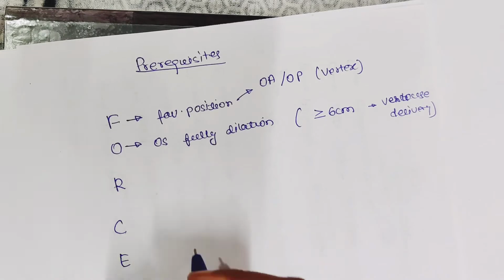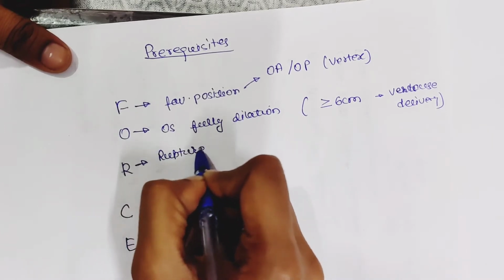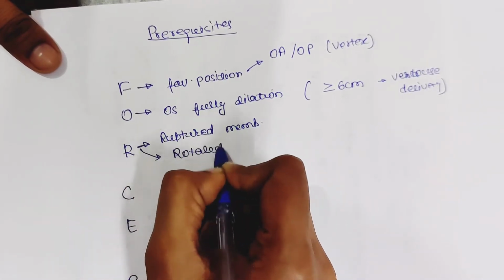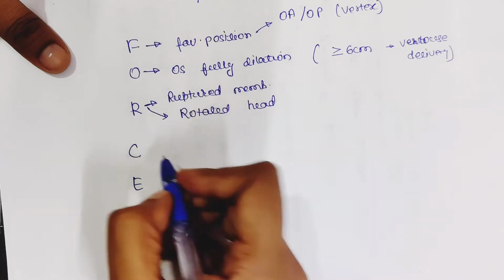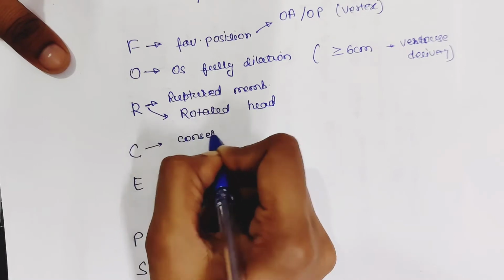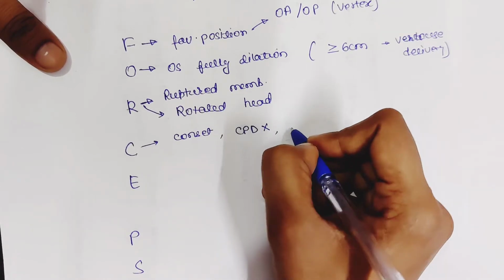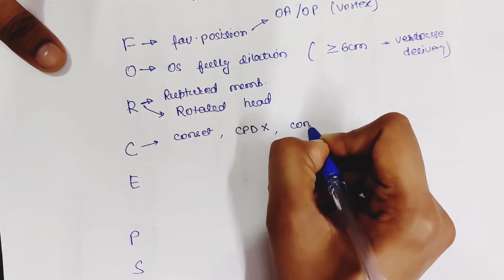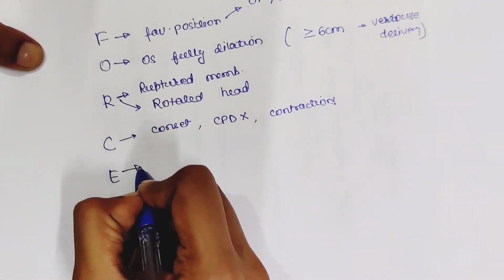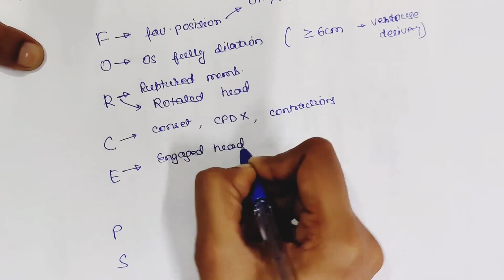F for favorable position, O for os should be fully dilated, R for membrane should be ruptured, and R for also head should be rotated. C for consent should be taken from the patient and their guardian. Cephalopelvic disproportion should be ruled out, and there should be good uterine contractions. E stands for engaged head. Head should be engaged.